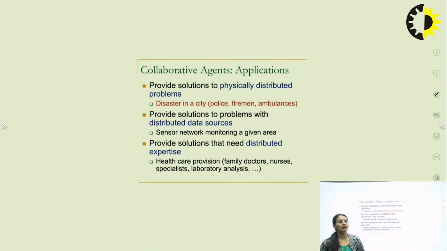Thirdly is the case when I need distributed expertise. For example, if a person needs healthcare provisions, various kinds of human agents are involved: the family doctor, nurses, specialists, or laboratories, so as to provide a solution to that particular person. So these are the real-time applications.